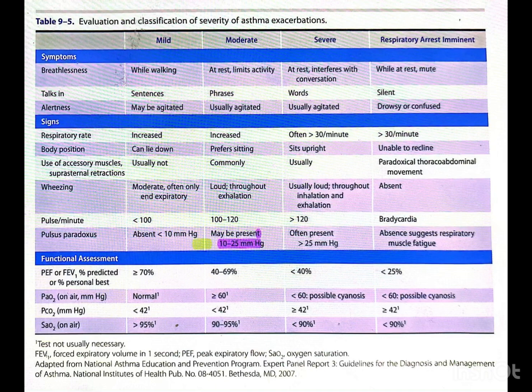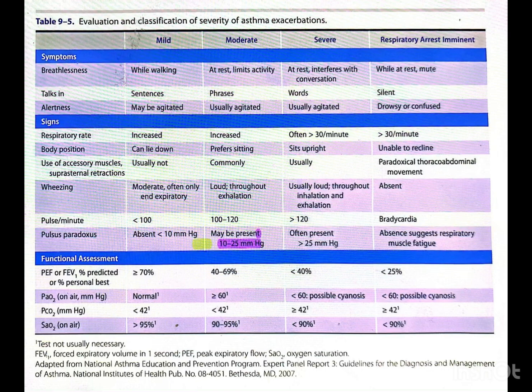PaO2, partial pressure of oxygen, in case of mild it will be normal, in case of moderate it will be more than 60 millimeter Hg, while in case of severe it will be less than 60, and there may be cyanosis. In case of imminent respiratory arrest, PaO2 will be less than 60 and there will also be cyanosis. PCO2 in case of mild it will be less than 42, and moderate it will be less than 42 as well, while in case of severe it will be more than 42 millimeter Hg.